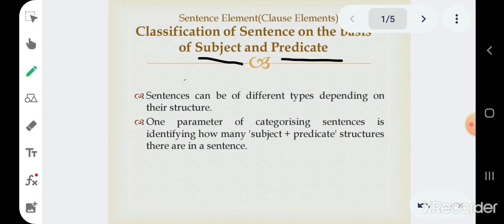Subject means the person who is primarily doing the action, or the person or a thing or a place on which the action is done. So this is called subject, and the subject is quite important in a sentence. Without a subject, we can't form a sentence at all. Except the subject, whatever remains in a sentence is called predicate.